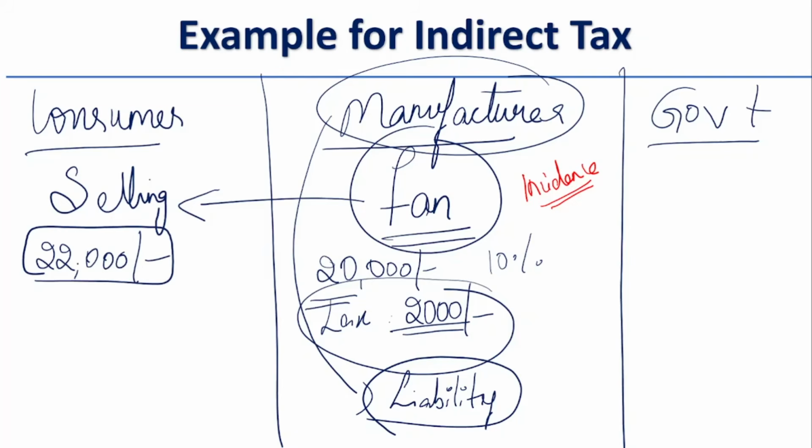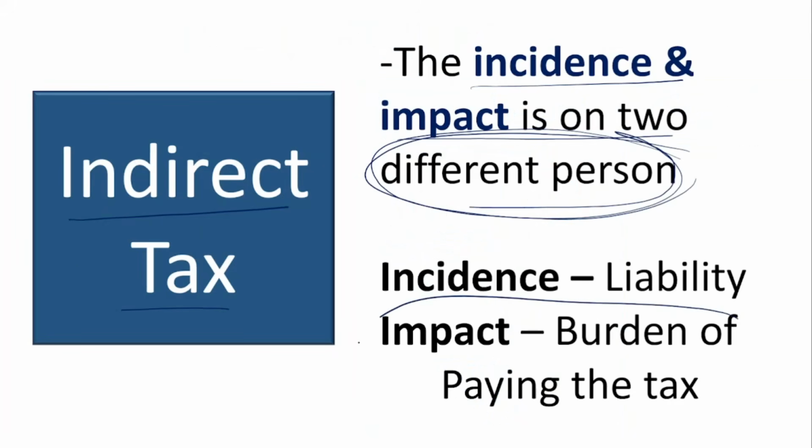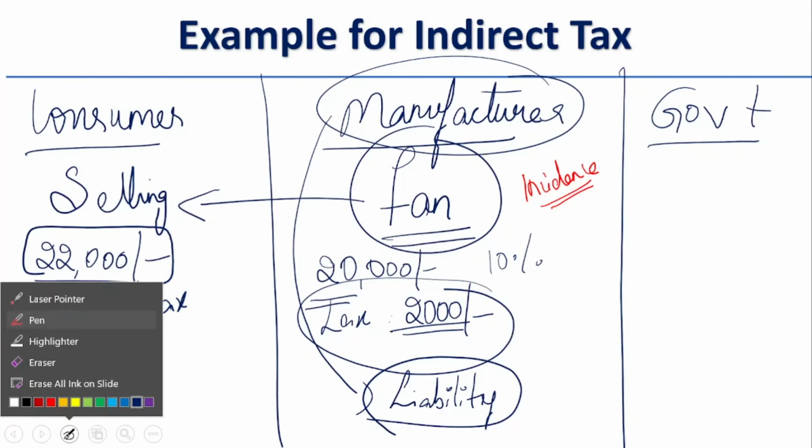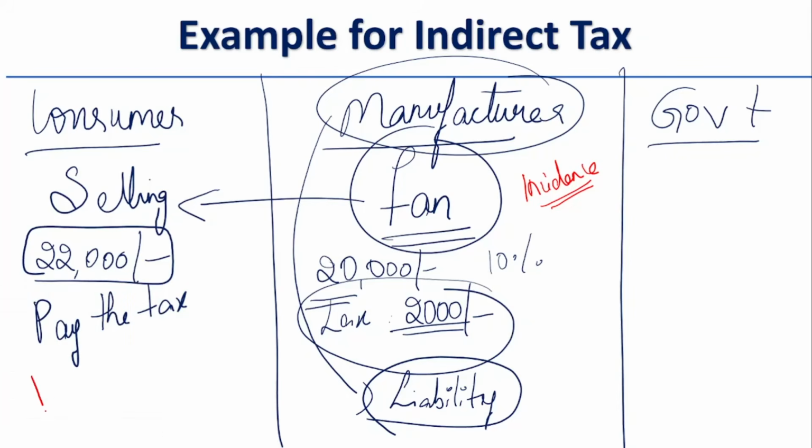So the burden to pay tax. Here impact means what? The burden of paying the tax is on the consumer. So the consumer will pay the tax. So who is having the burden? The consumer is having the burden. So the impact is on the consumer.